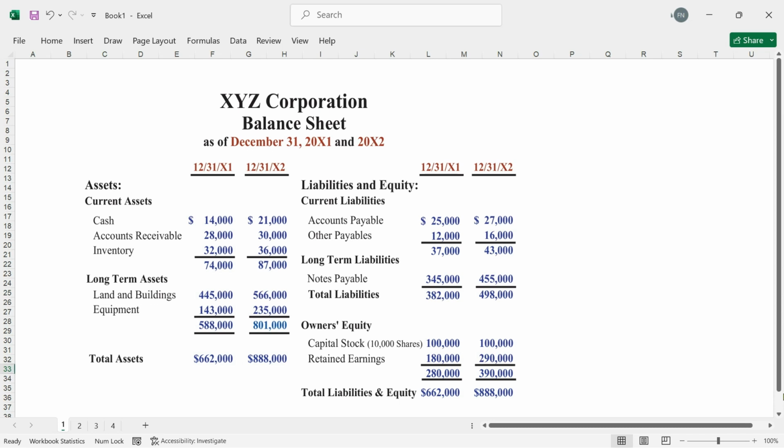Let's begin first with a balance sheet. We'll always head up the financial statement with the name of the business, in this particular case, XYZ Corporation, and then the name of the financial statement, in this case, the balance sheet, or sometimes referred to as a statement of financial position, plus finally the dates associated with the financial statement. In this particular case, this is a balance sheet as of December 31st in the year 20X1 and December 31st in the year of 20X2.